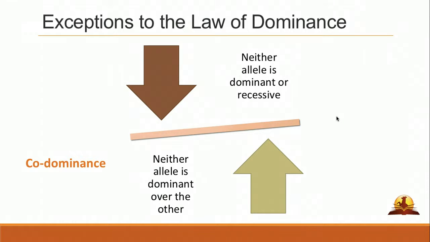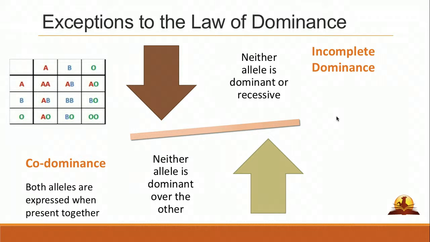If you have the case where no allele is dominant over the other, they call that codominance. And if neither allele is dominant or recessive, they call that incomplete dominance. A great example we'll talk about is blood type. Some of you may know your blood type or have given blood before. This is considered codominance, where if I have an A and a B, you express capital A, capital B. You express both of them.